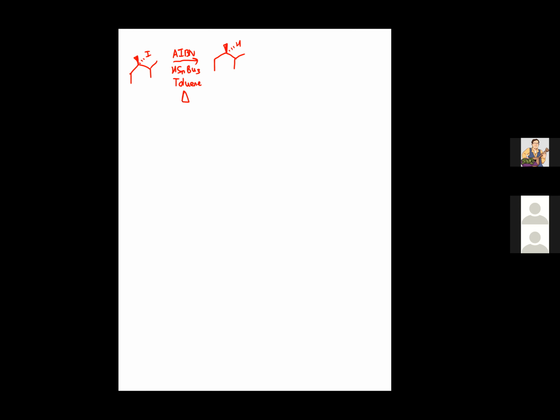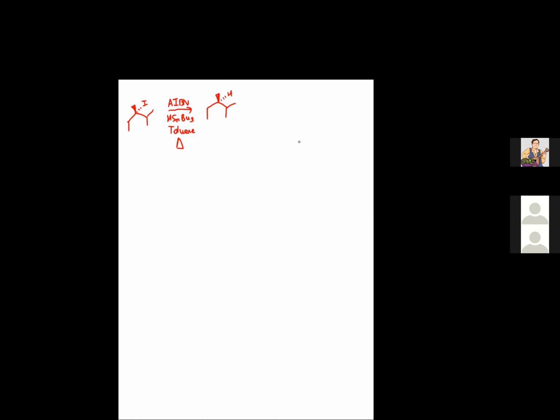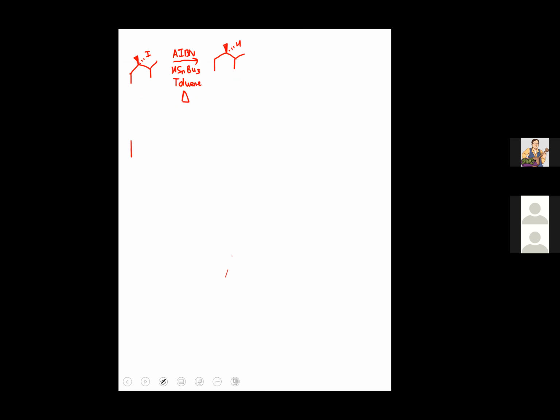So mechanistically, we are going to randomly draw lines all over the page. This is a radical dehalogenation. So you add halogens using radicals to alkyl groups. You can remove halogens using radicals on alkyl groups.